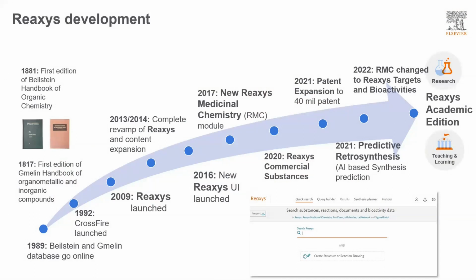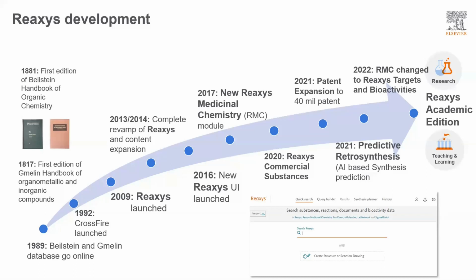Of course, it starts with Beilstein and Gmelin a long time ago. And then there was Reaxys Crossfire Beilstein, and Reaxys launched in 2009. I don't want to bore you with all these details. What is really important here is that we started the biochemistry section. Actually, it was in 2014, 2015, but in 2017, we had the new Reaxys Medicinal Chemistry module added. It was called RMC, which is the biomedical or biochemistry part of Reaxys. And then in 2020, we added Reaxys Commercial Substances.